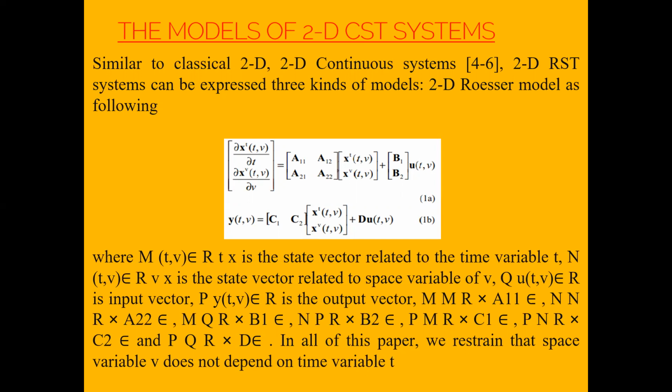Here, m of t comma v belongs to R. X is state vector related to the time variable t. N of t comma v belongs to R. X is state vector related to space variable v. U of t comma v belongs to R is input vector. Y of t comma v belongs to R is the output vector. And by calculating all the vectors, we get the output. In all of this paper, we restrain that space variable v doesn't depend on time variability.